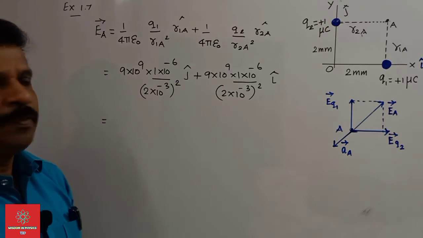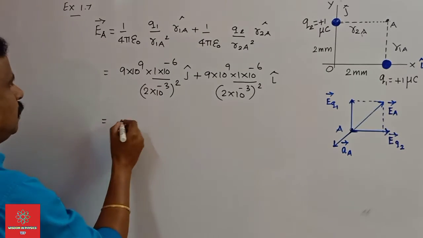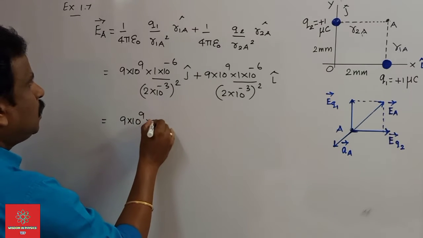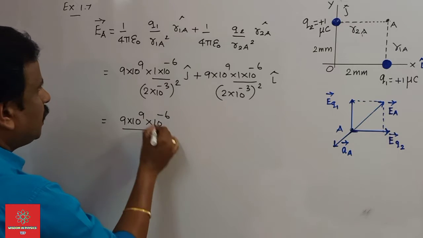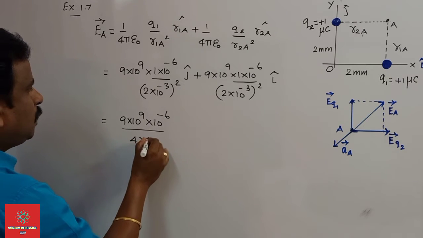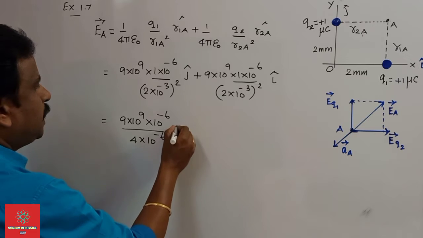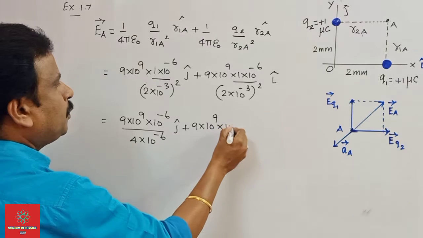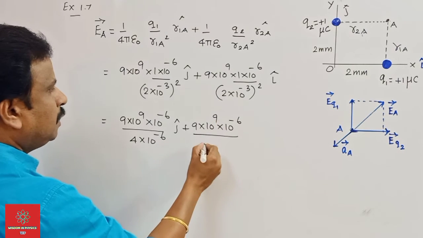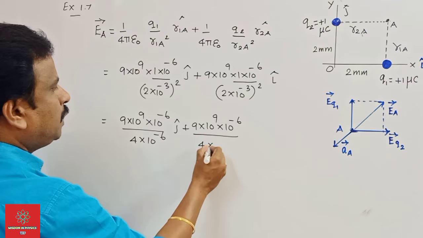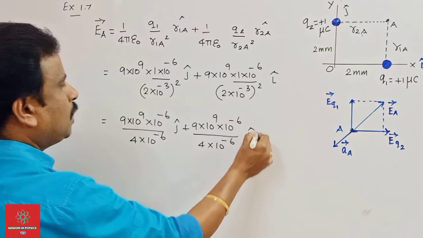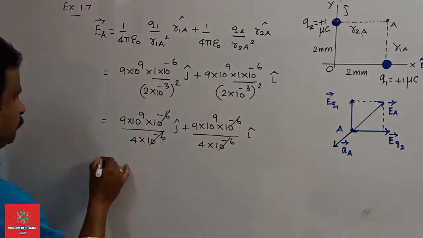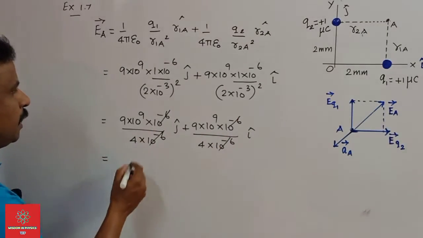You can easily simplify this one, and 9 into 10 power 9 you can use this into 10 power minus 6 divided by 2 square, 4 into 10 power minus 6. Is it clear? J cap plus the same thing, 9 into 10 power 9 into 10 power minus 6 divided by what is that? 4 into 10 power minus 6 into I cap. So what will happen here? 10 power minus 6 is getting cancelled. Okay, so you can get like this.